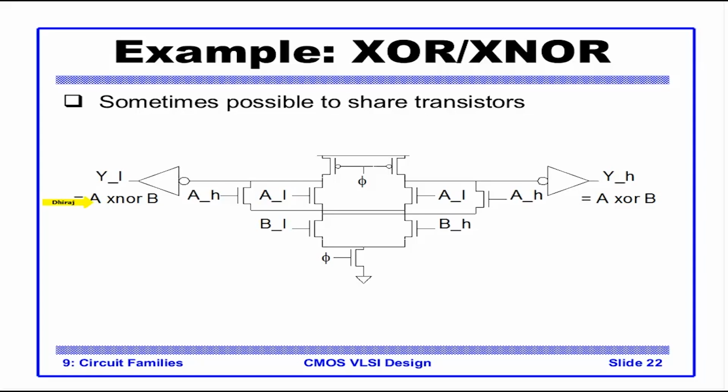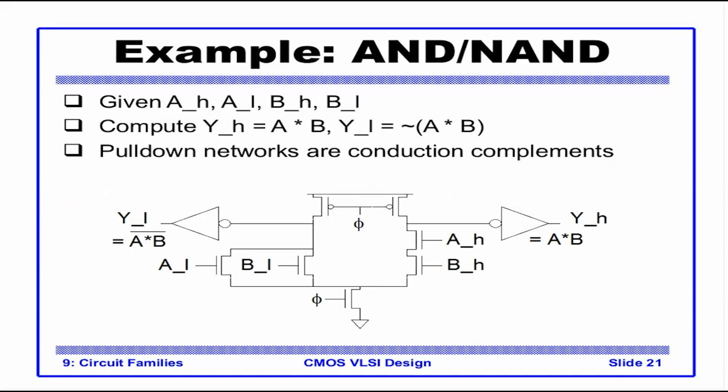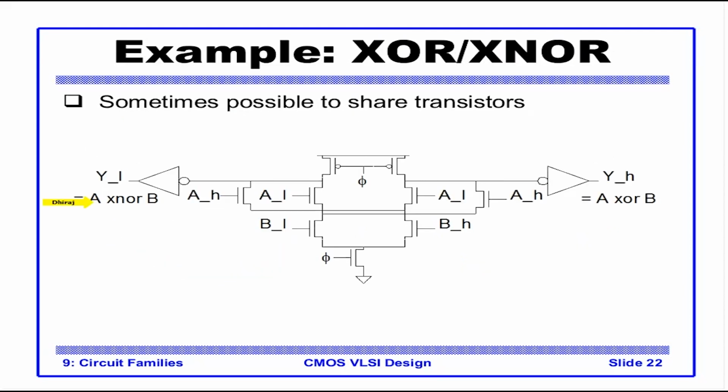By sharing, I mean that there are connections from the previous circuit. There is no sharing of nodes between this part and this part. It's just that the one on the right hand side gives AND and the one on the left hand side gives NAND. There is no sharing. But in the case of XOR and XNOR, there is sharing in the sense that the node here is shared with this circuit, and the node here is shared with this circuit.